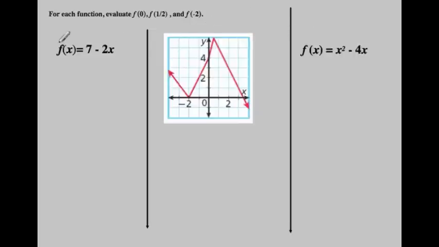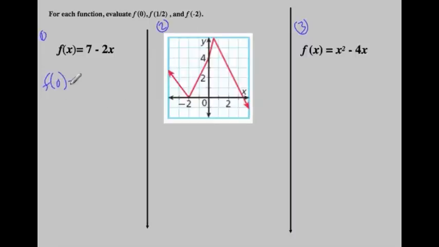This is like problem number 1, problem number 2, problem number 3. So in problem number 1, we get f of x equals 7 minus 2x. I want to evaluate it for f of 0, f of 1/2, and f of negative 2. Let's start with f of 0.